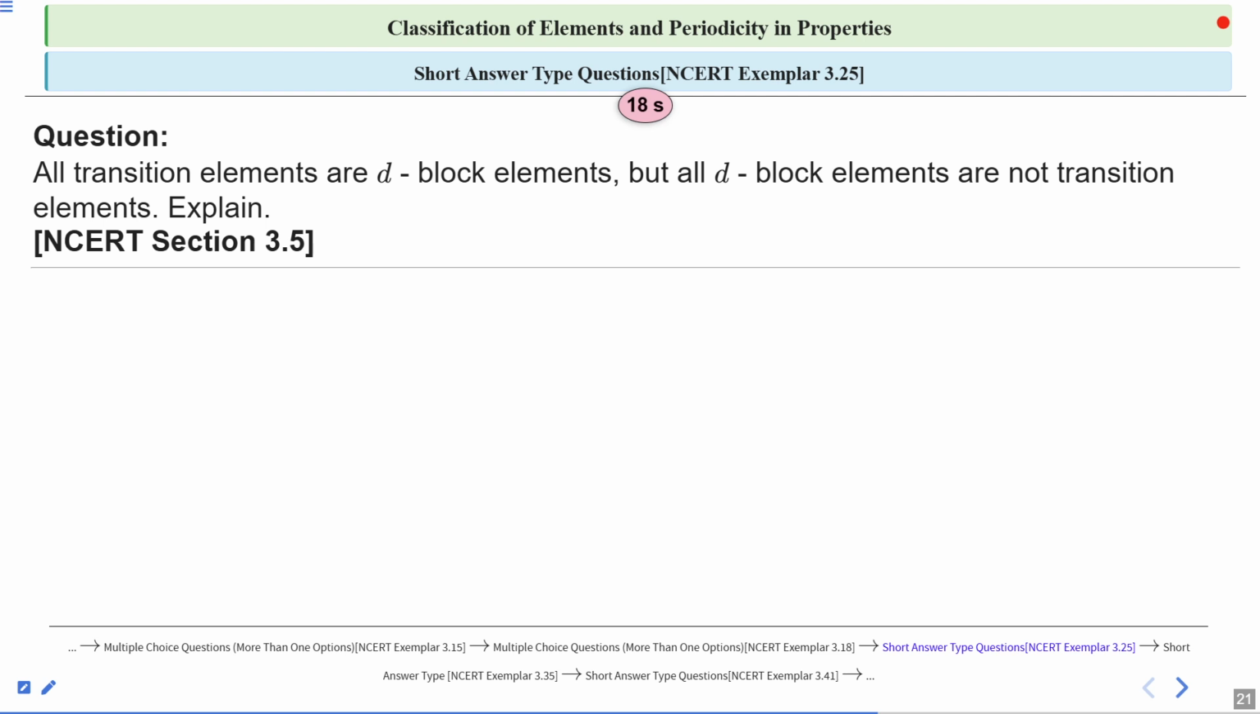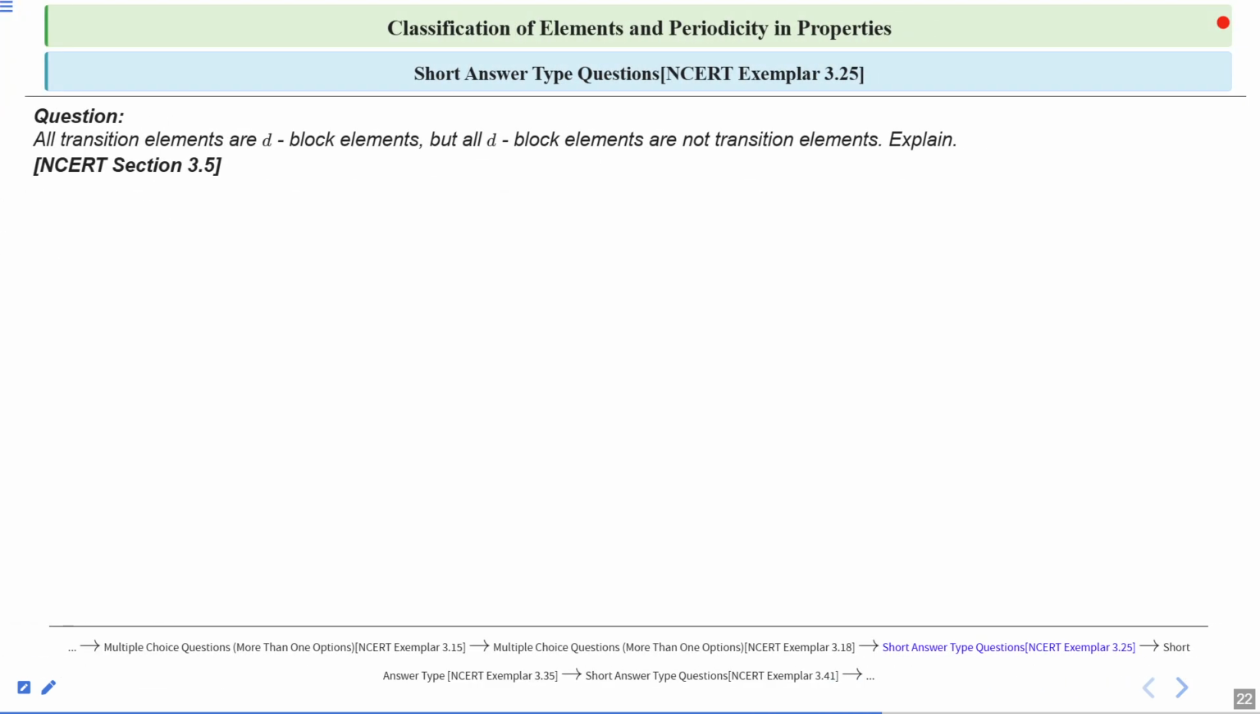Okay. So 3 elements are there which are not considered in the transition elements, although they are in the D block. Also try to think about the reason behind it, why they are not considered in the transition elements. So this is also important to think. Okay, moving on to the answer.